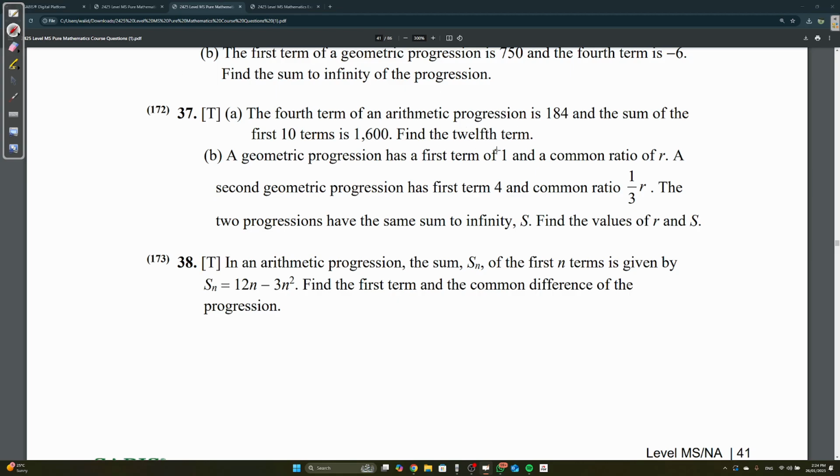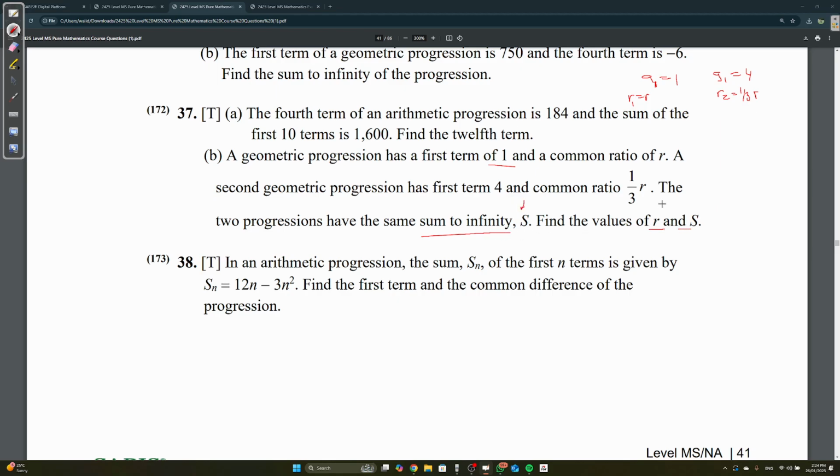A geometric progression has a first term of 1, so g1 is equal to 1, and a common ratio of r. A second geometric progression has first term 4, so we can call the first term here 4, and common ratio 1 over 3r, so r2 is equal to 1 over 3r. The two progressions have the same sum to infinity. Find the values of r and s.